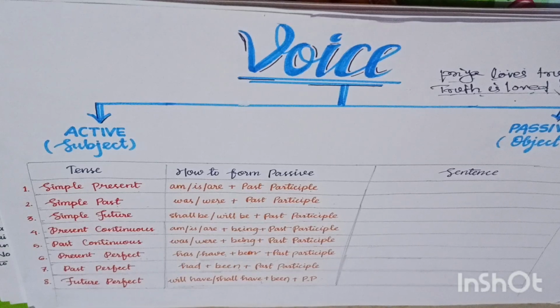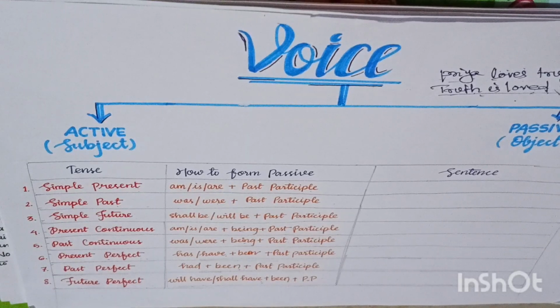We have to know what is the active voice and what is the passive voice. Active voice is the voice in which the subject is the main part of the sentence. The sentence in which the object is the main part is called the passive voice.